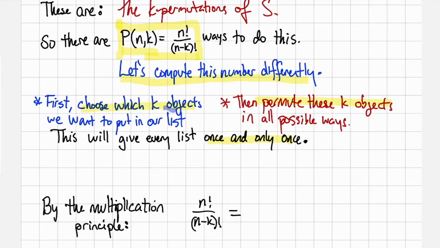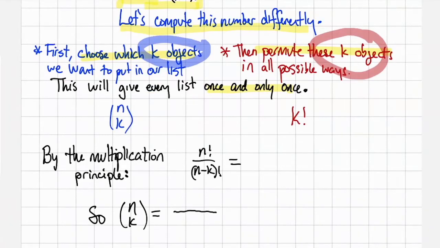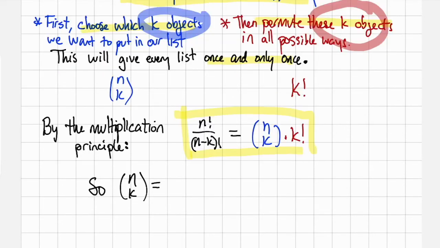So, in how many ways can we choose k objects out of n? Our reflex says the answer is n choose k. Once we're given these k objects, in how many ways can we permute k objects? A permutation of k objects is calculated using k factorial. And so the total number of ways to count the number of lists is n choose k times k factorial. We can now solve this expression for n choose k, and we see that n choose k is equal to n factorial divided by k factorial divided by n minus k factorial.